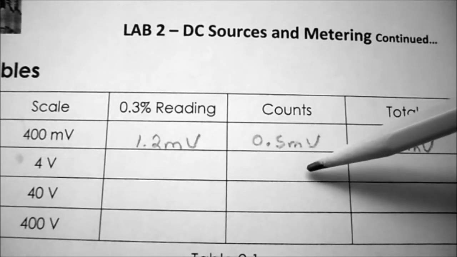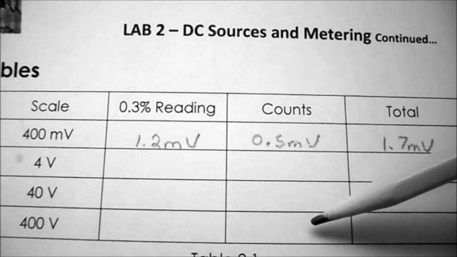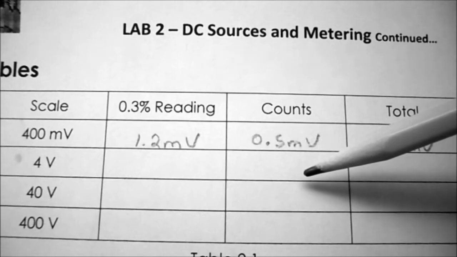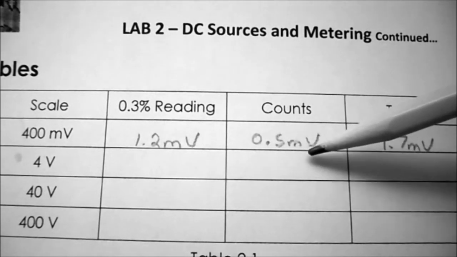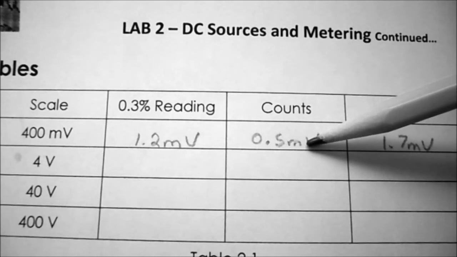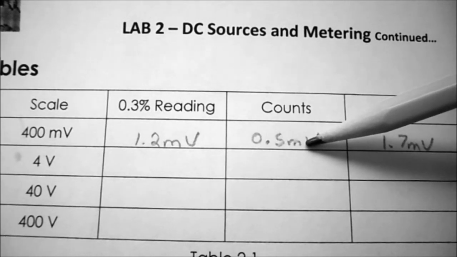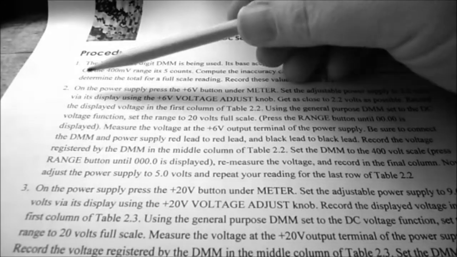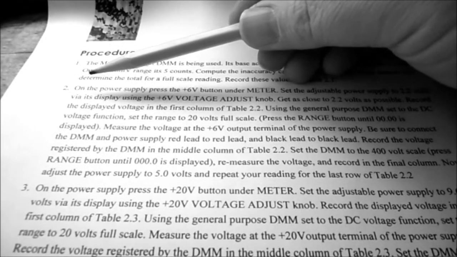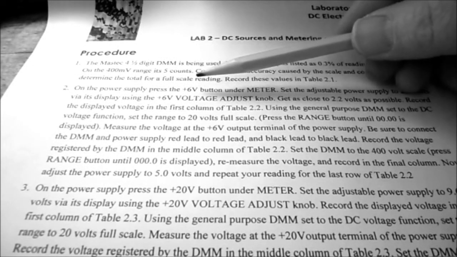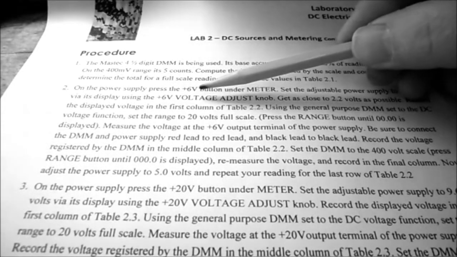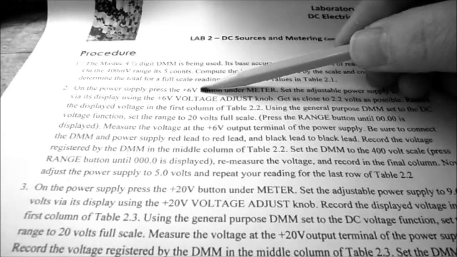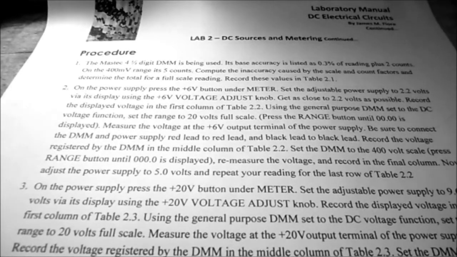Remember, when you're doing the other ranges, it's plus 2 digits, or plus 2 counts. It's only the 400 millivolt range that is plus 5 counts. So moving on to step 2 of the procedure, what we want to do is get 2.2 volts out of the plus 6 volt supply terminal. So I'll show you how to do that now.